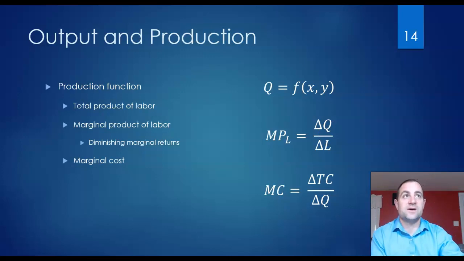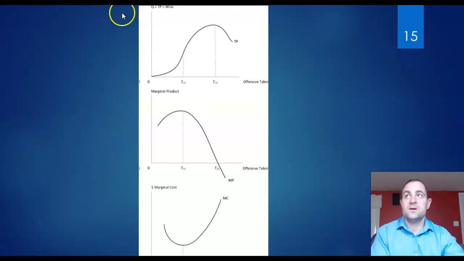So let's take a look at all that. Here we have the total product, which is the number of wins. And this is just a measure of what's called offensive talent. The more offensive talent you have, whether it be number of superstars or just overall quality, you're going to start to see this impact here.